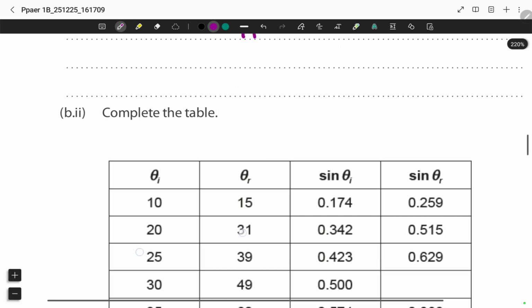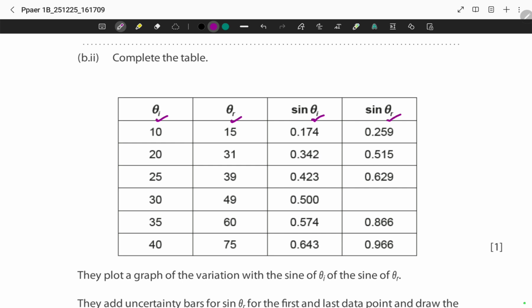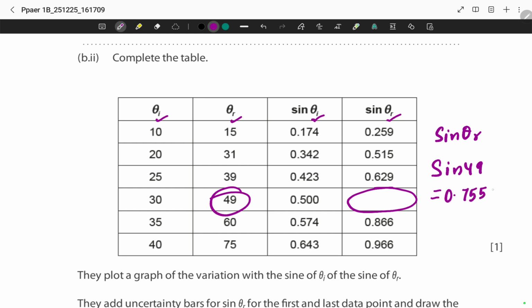Now in the next part, they have given a table. They want us to complete the table. Theta i is given, angle of refraction is given, sine of the angle of incidence, and sine of the angle of refraction. This value is missing, so I'm supposed to find the sine of the angle of refraction. The angle of refraction here is 49. Sine of 49, if I put that in the calculator, I get 0.7553 something. But because every other value is given with 3 decimal places, it's very important that you write this value also with 3 decimal places, which becomes 0.755.